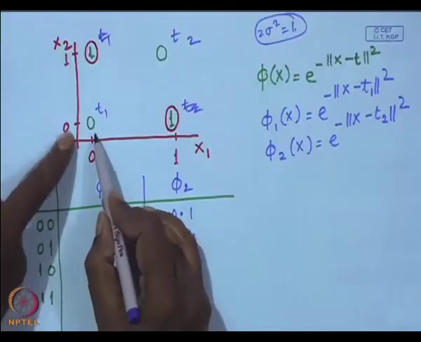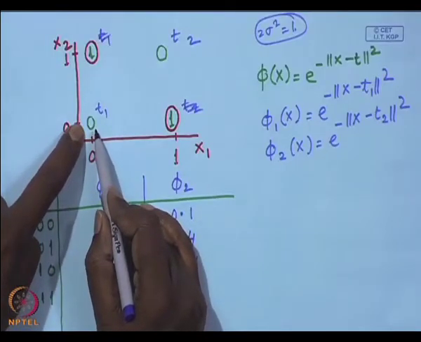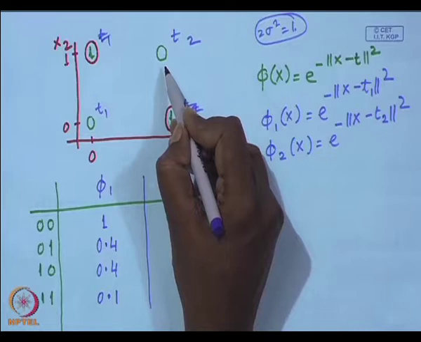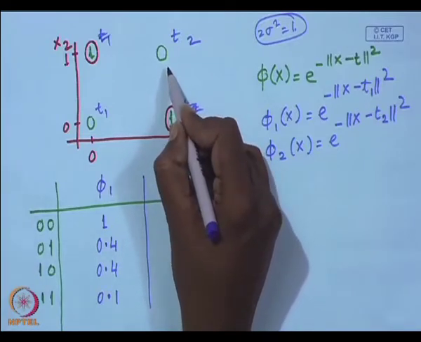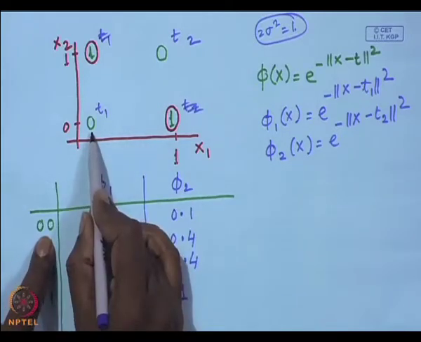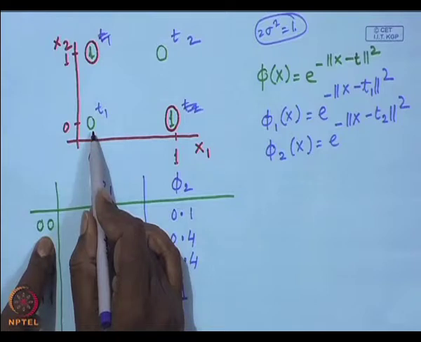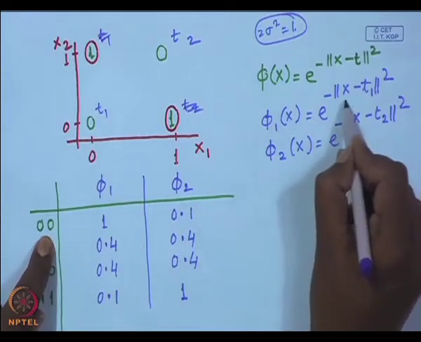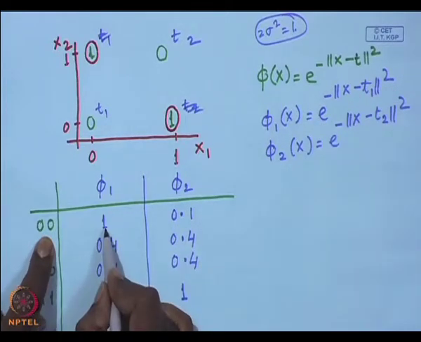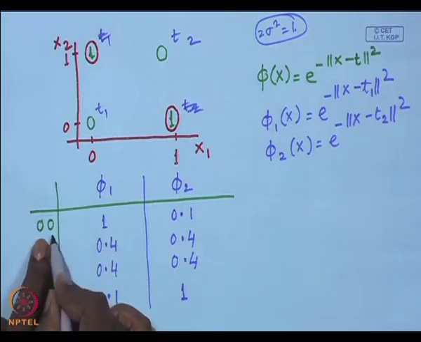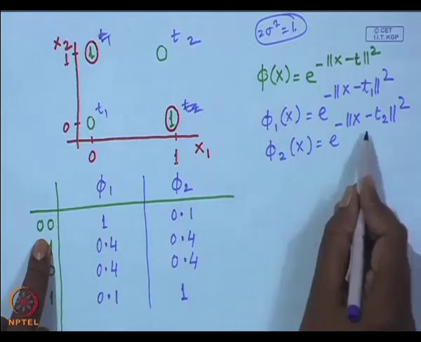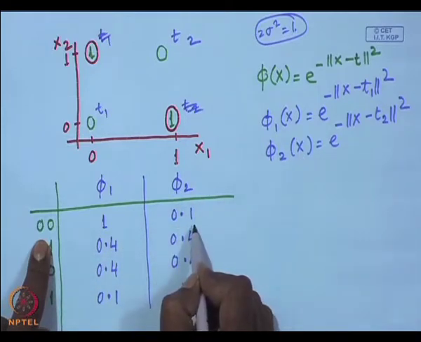So, what I have used is this 0 0 as one of the receptors of the radial basis function, and 1 1 as another receptor of the second radial basis function. Obviously, 0 0 coincides with my receptor T 1. So, x minus T 1 square will be equal to 0, so this is e to the power 0 which is equal to 1. So, phi 1 of x, which is 0 0, is equal to 1. Similarly, if I compute phi 2 of x, that will be 0.1.